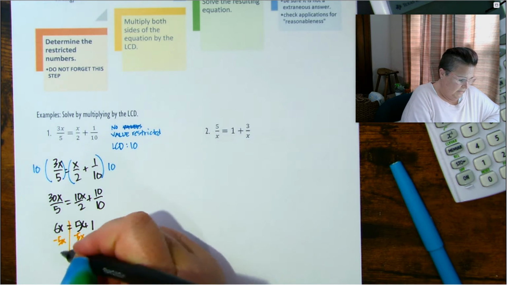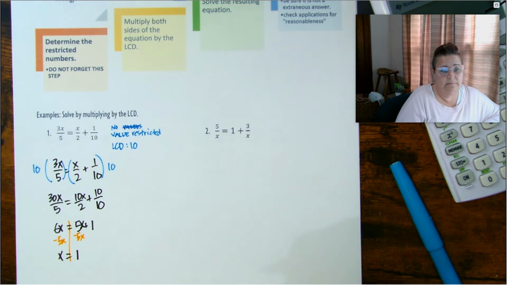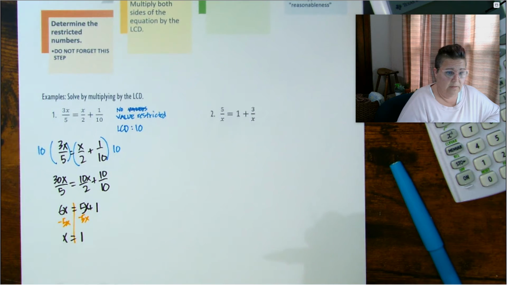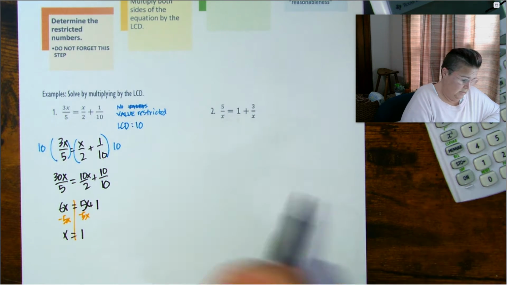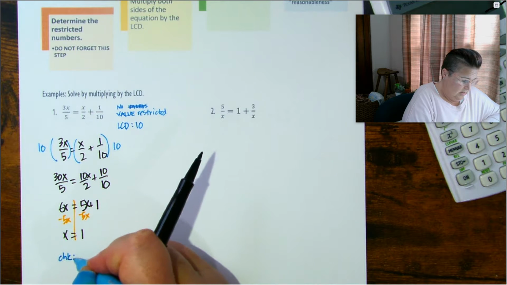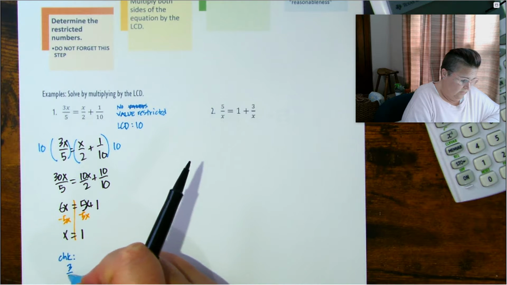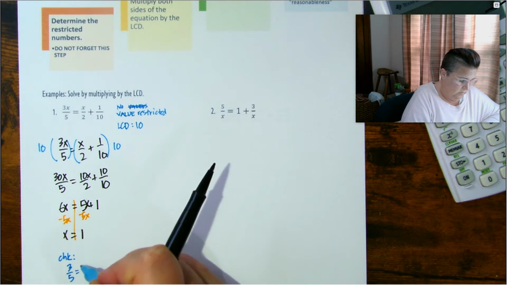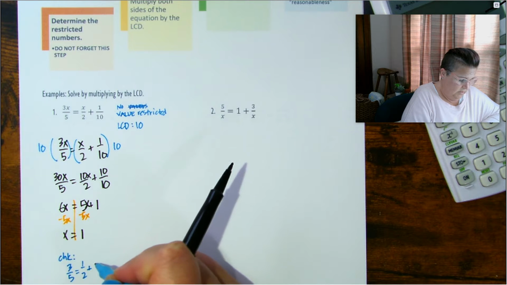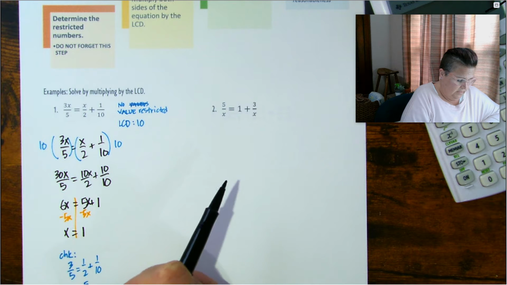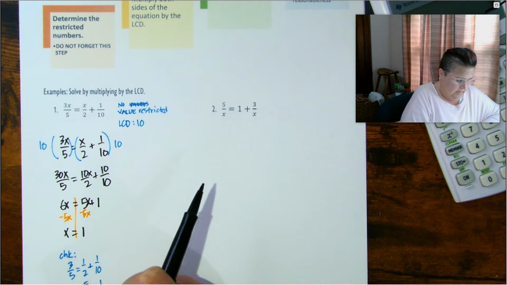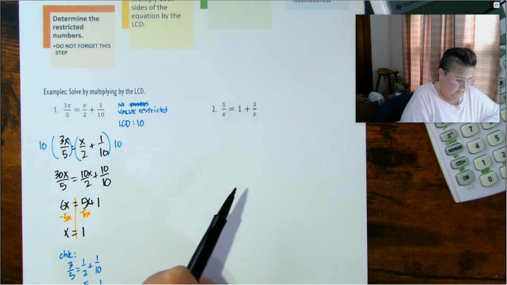And we do indeed get that x would have to be 1. To check this solution, if x is 1, then I get 3/5 is equal to 1/2 plus 1/10. So that's 5/10 plus 1/10. That's 6/10, which is indeed 3/5.